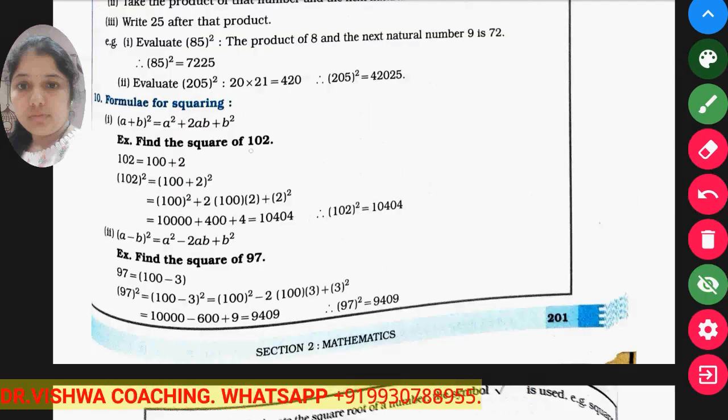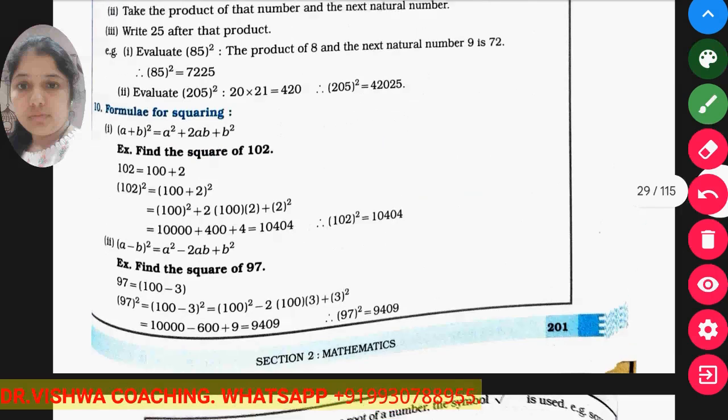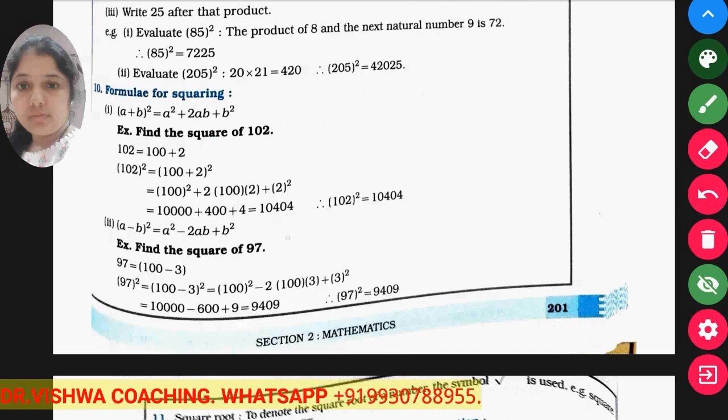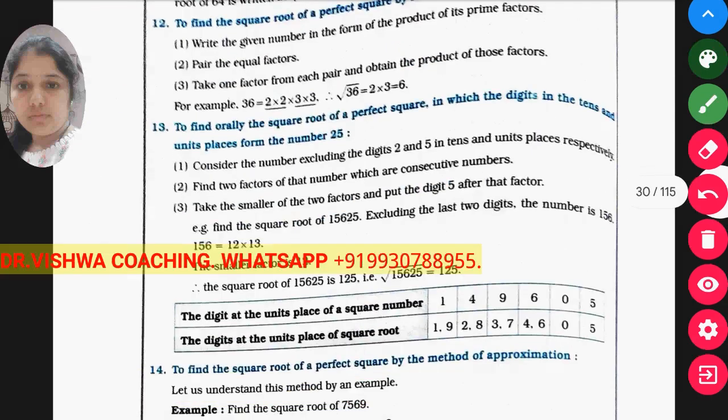Now if we have to find the square of 102, we divide 102 into 100 plus 2, and we do (a plus b) whole square. And if the number is lesser than a perfect square, like 97, which is the nearest perfect square number? 100. So 100 minus 3, and you have to do the square of it. So these are all the things you keep in mind.